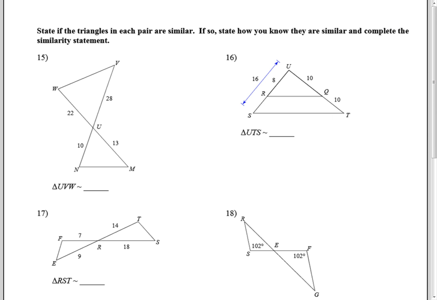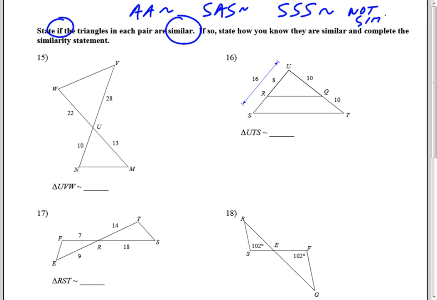Next page. Circle the word "if" and "similar." Those previous problems told us they were similar. Now we've got triangles and we've got to figure out if they're similar. Write those 3 things at the top: AA similarity, SAS similarity, SSS similarity. Those are your only choices. So what is always an option? Not similar. Write that down. That's a possibility.